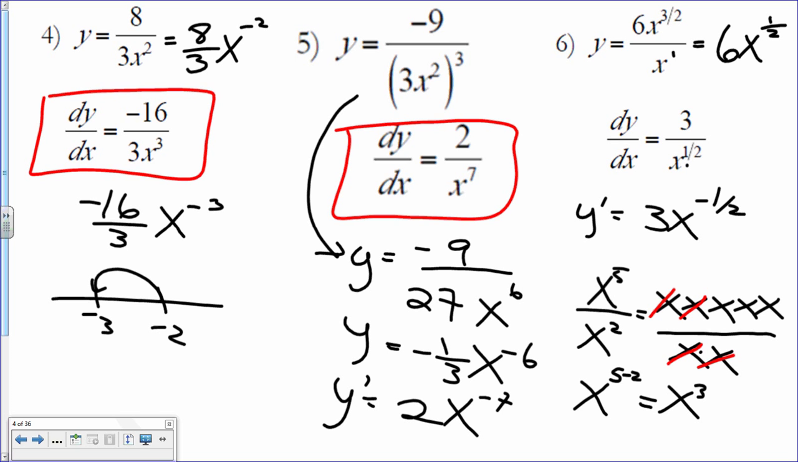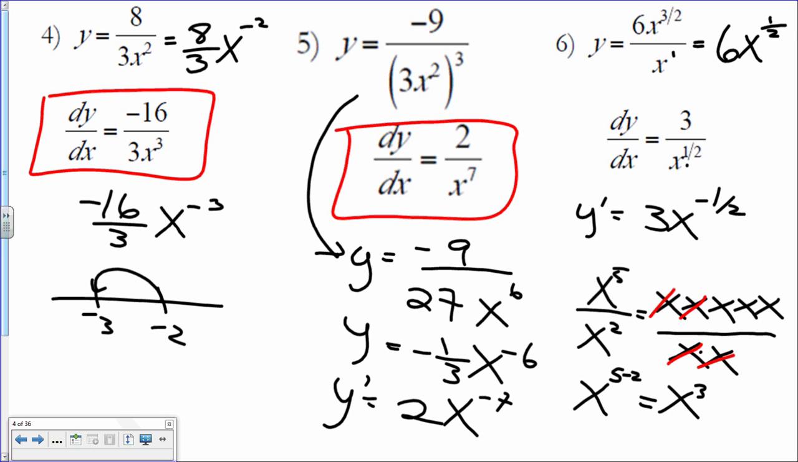Because do you guys remember when you divide, like let's use integral exponents, like x to the 5th over x squared, what that really means is x times x times x times x times x divided by x times x. And how many of those are going to cancel? 2 of them. So you'll be left with x cubed. So when you divide with the same base, you keep the base, but you subtract the exponents. You take the exponent up here, and you subtract the exponent down there.